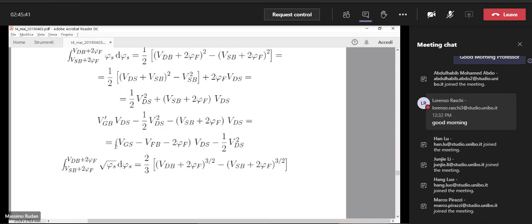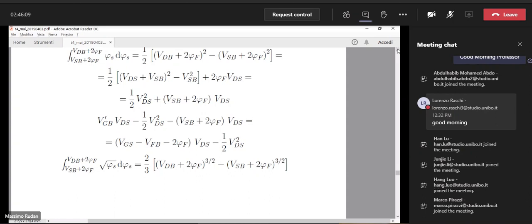Linear parabolic because there is one part that is linear with respect to VDS and the other one is quadratic. Instead, the dependence on VGS is linear, okay? And there is no dependence so far on VBS, okay?